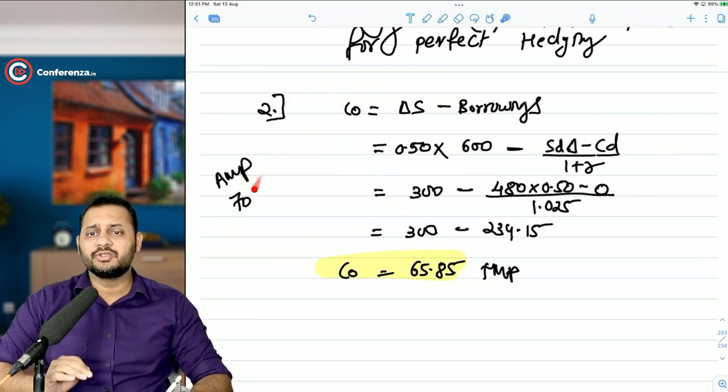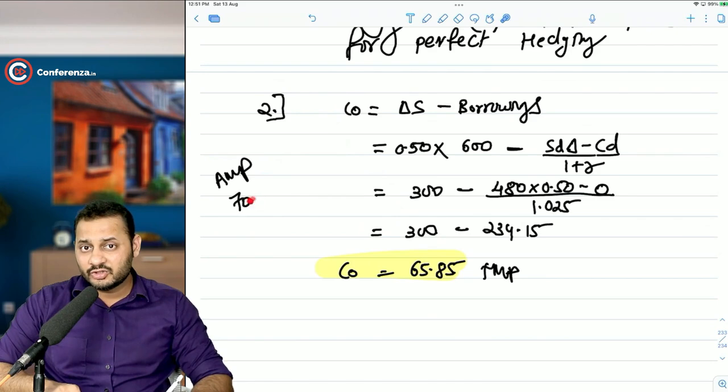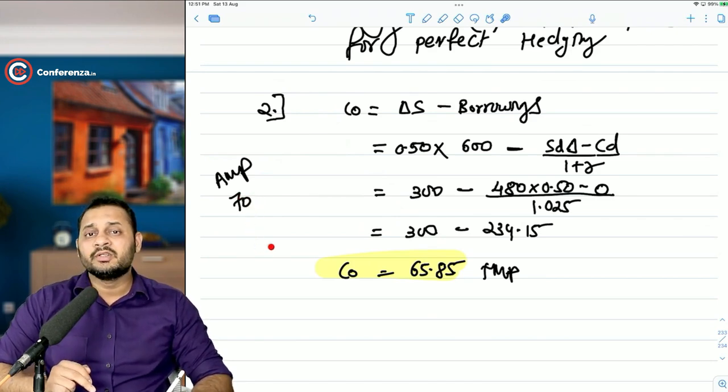So no investor is going to buy this call option, resulting in the fall in the demand for this call option, and the fall in demand will result in a fall in the price of this call option. 70 will come down to 69, 68, 67, 66 and then 65.85. It will stabilize at this point.